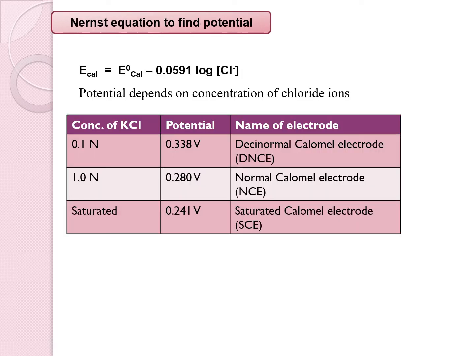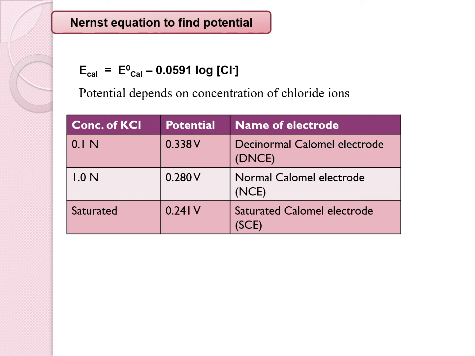Now how can we find out the potential value? To find the potential value, we can use the Nernst equation. This is the Nernst equation to find the potential of the calomel electrode: E cal is equal to E naught cal, meaning the standard potential value of the calomel electrode, minus 0.0591 log to the base 10 of the concentration, or we can say activity, of chloride ions. From this equation, the potential of this calomel electrode depends upon the concentration of the chloride ions.